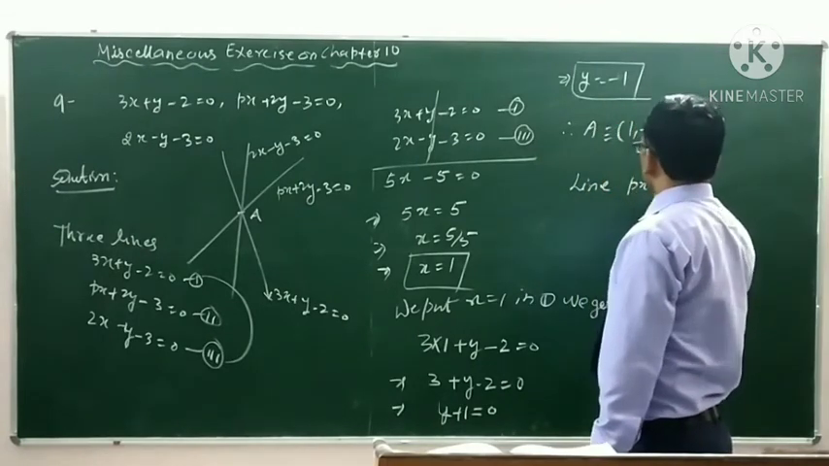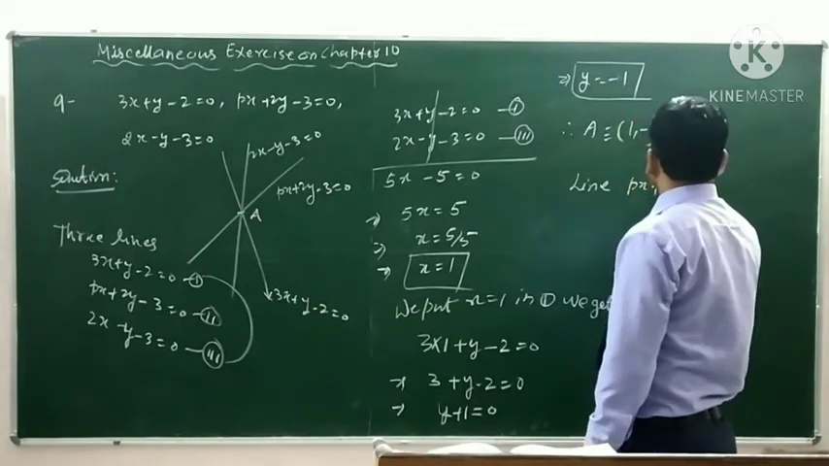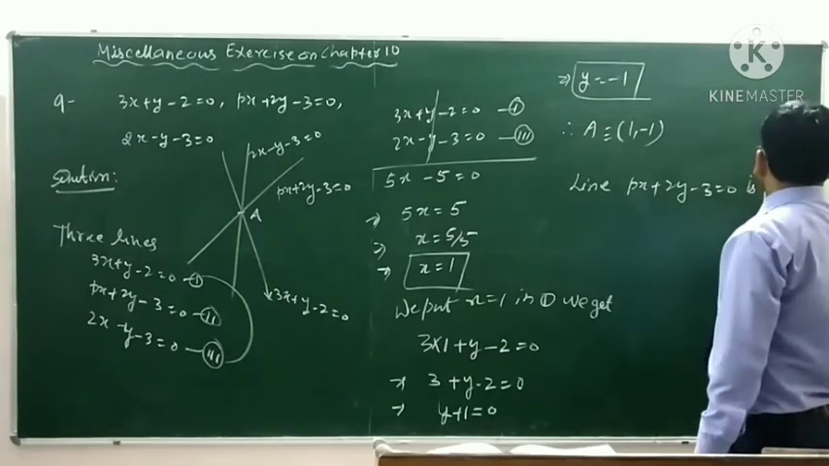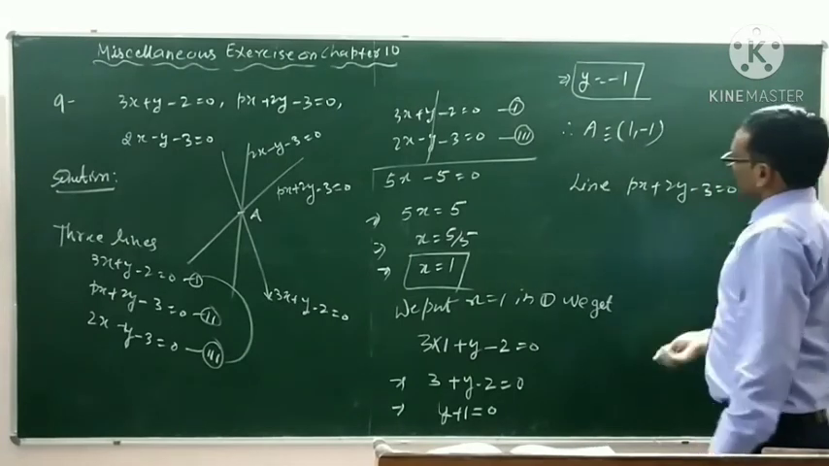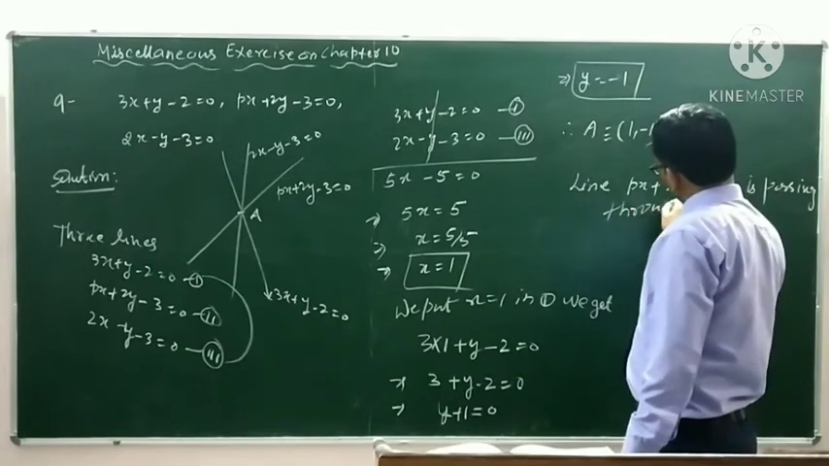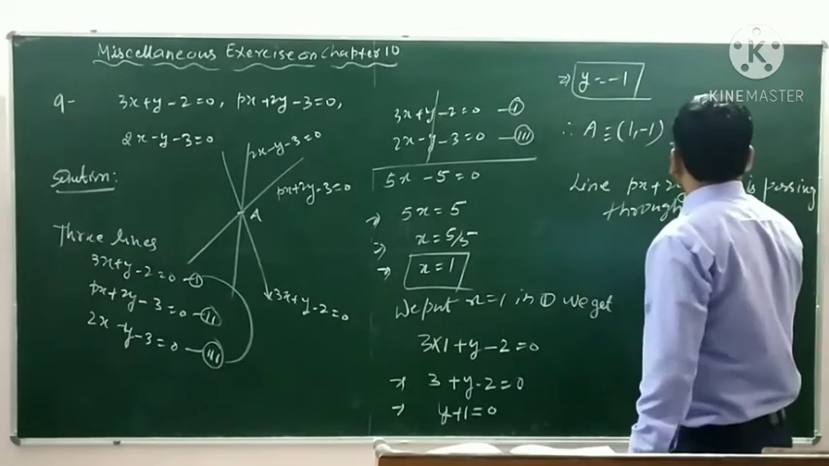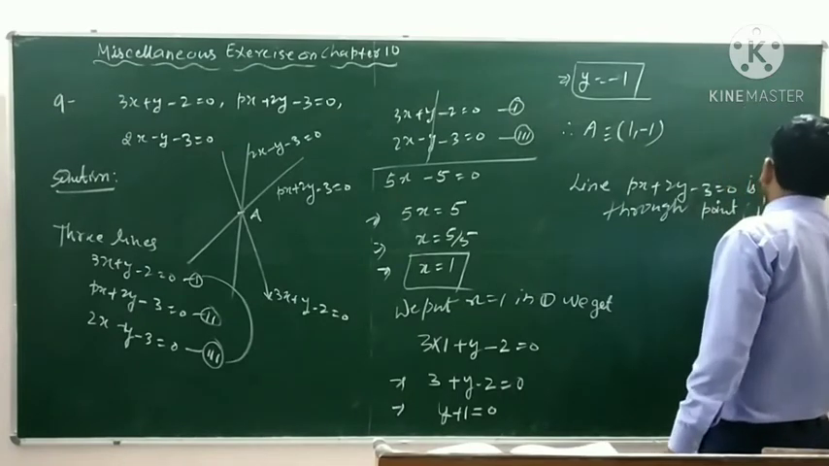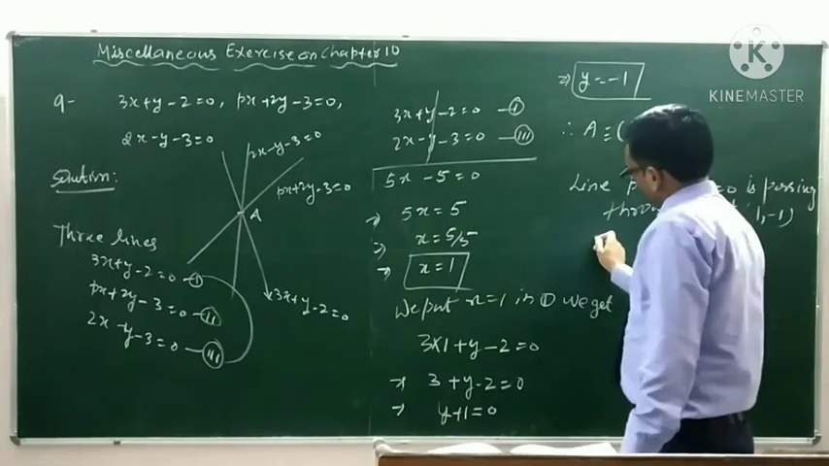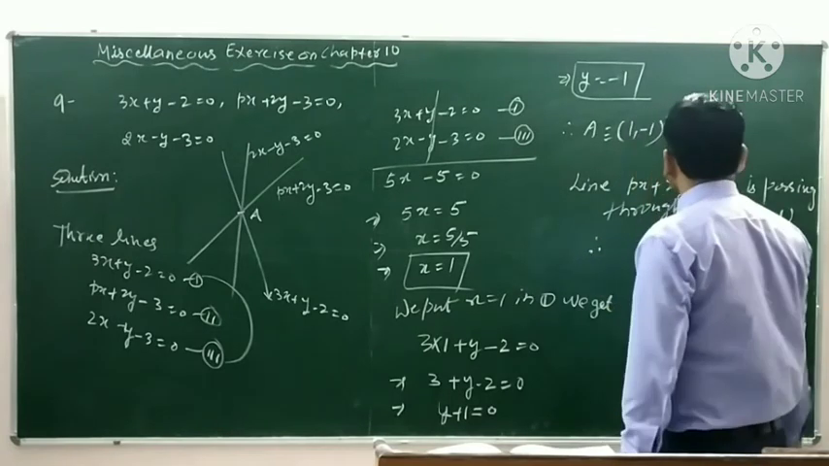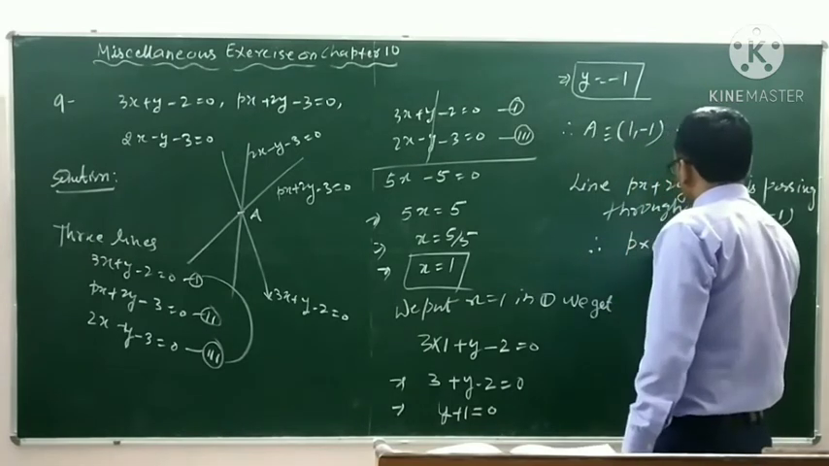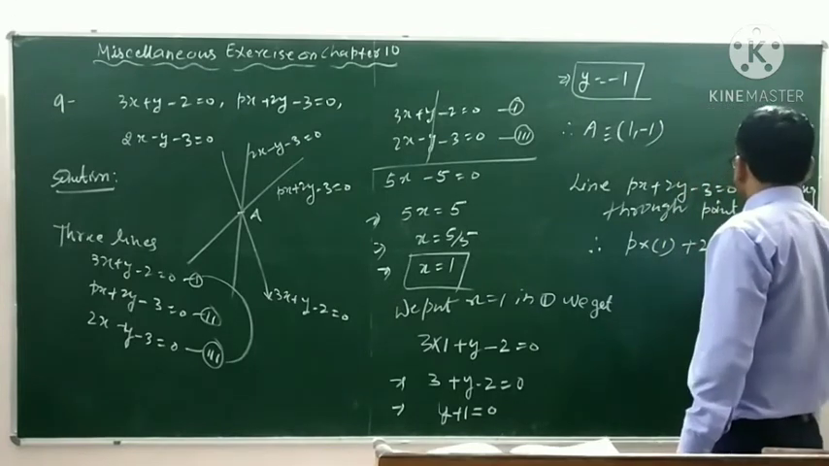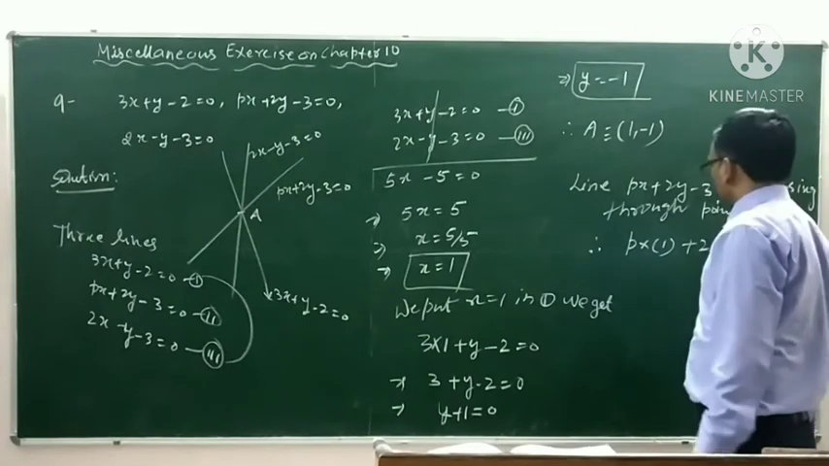The line px plus 2y minus 3 is equal to 0 is passing through the point 1 comma minus 1. Therefore, p into 1 plus 2 into minus 1 minus 3 is equal to 0.